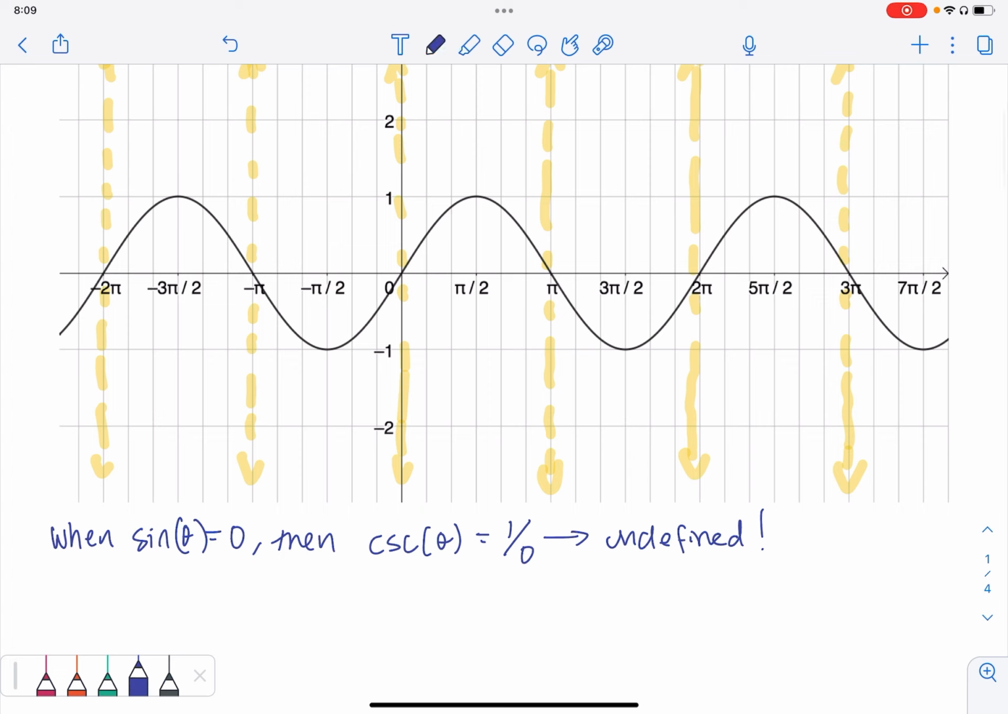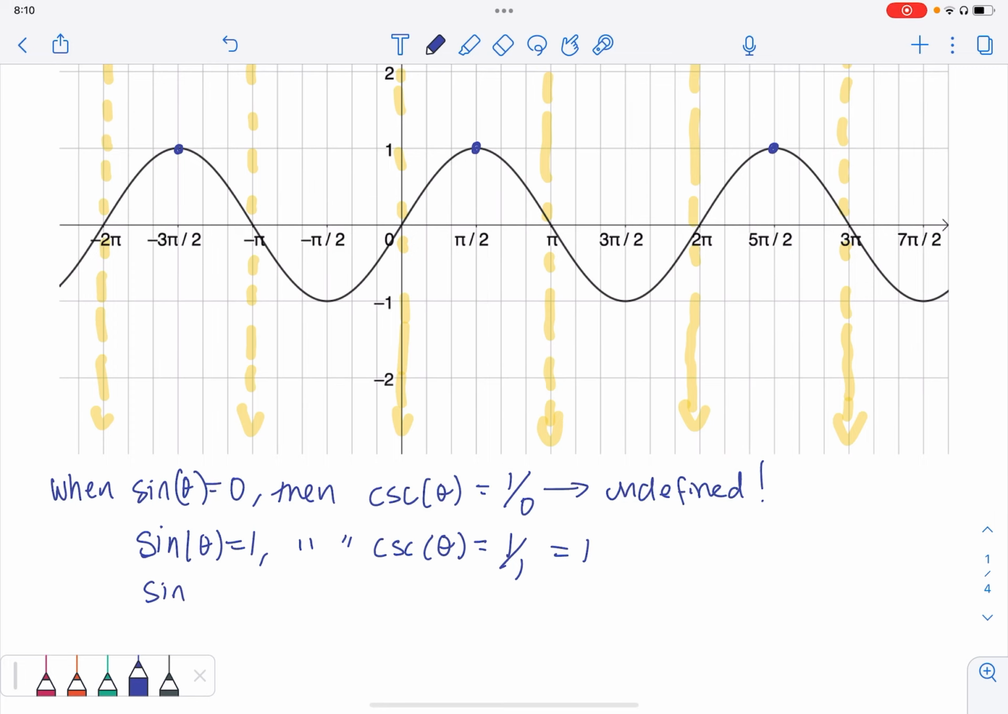Well, I can do the same kind of thing. So when sine of theta is equal to 1, then the cosecant of theta will be 1 over 1, which is 1. So where sine of theta is equal to 1, cosecant actually has the same value. So that is going to be where they intersect. So all of the angles where sine of theta has an output of 1, cosecant also has an output of 1. So again, they intersect. The same thing is going to happen at negative 1.